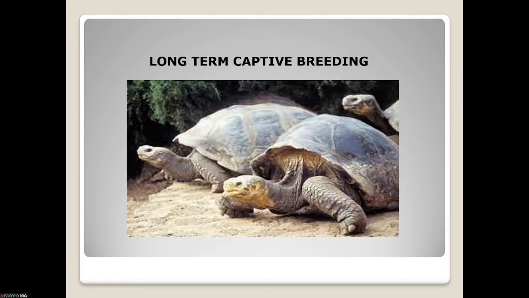Next is long-term captive breeding. It involves capture, maintenance and breeding of endangered organisms which have lost their habitat partially or fully. Their breeding is carried out under controlled conditions.